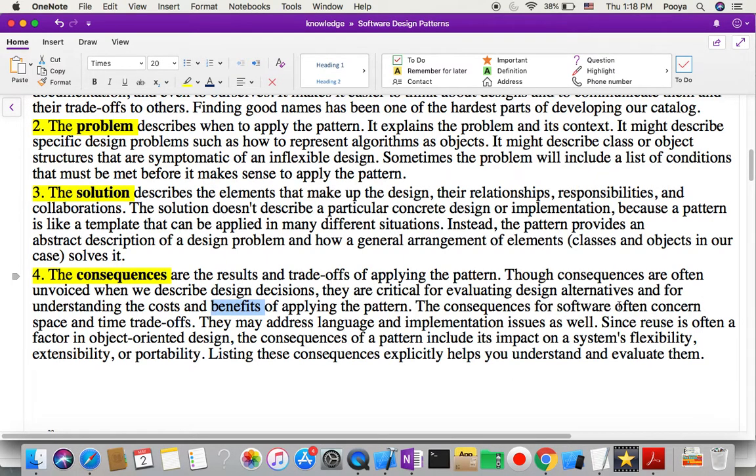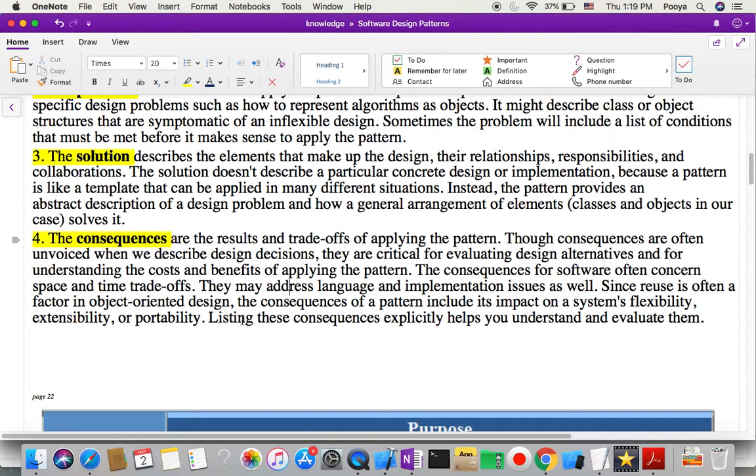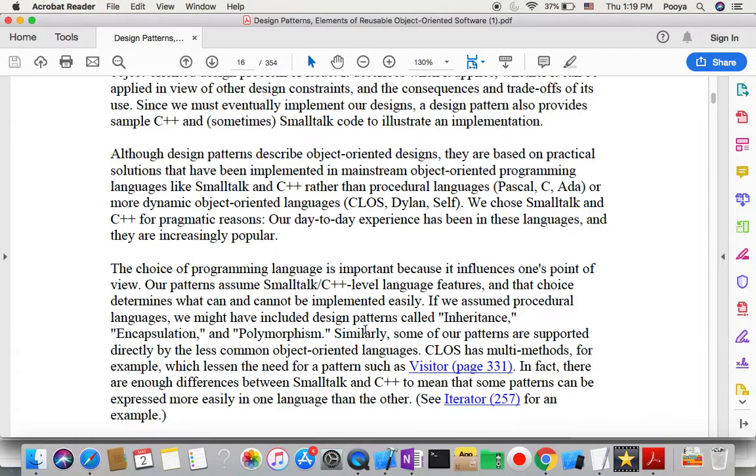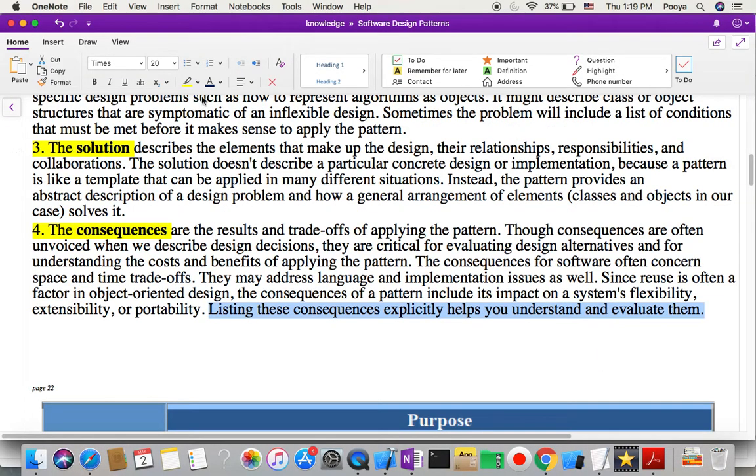The consequences for software often concern space and time trade-offs. They may address language and implementation issues as well, since reuse is often a factor in object-oriented design. The consequences of a pattern include its impact on a system's flexibility, extensibility, or portability. Listing these consequences explicitly helps you understand and evaluate them, when you want to decide whether to choose this design pattern or not. Okay. There is more you can read from the book, but I will jump ahead.